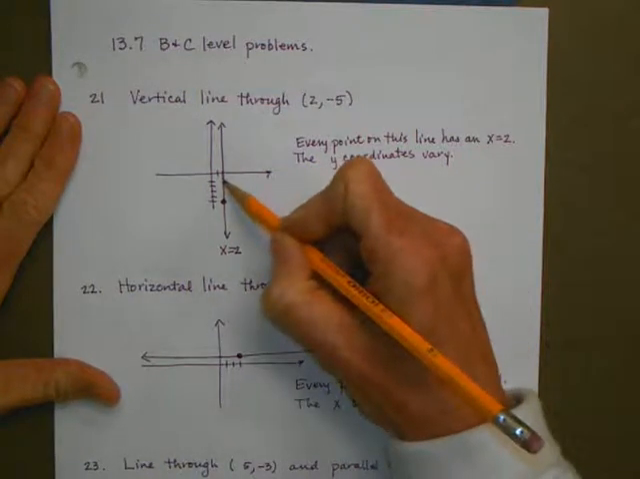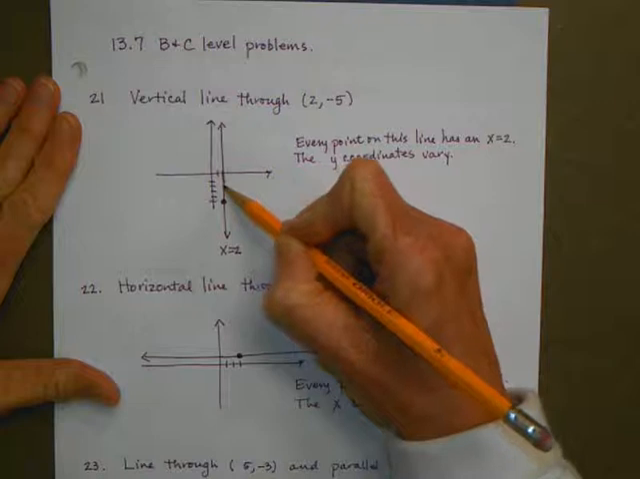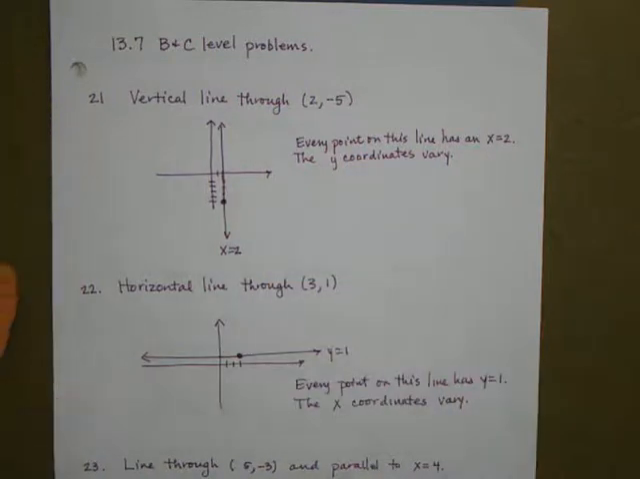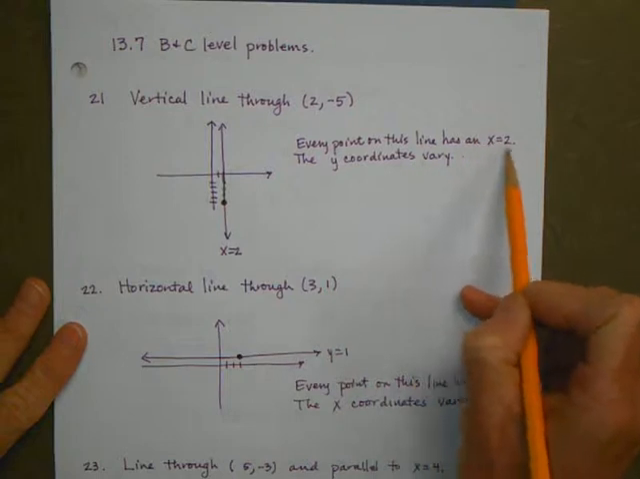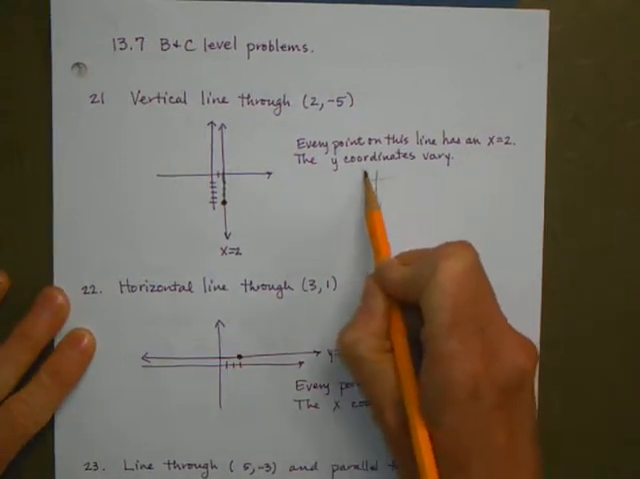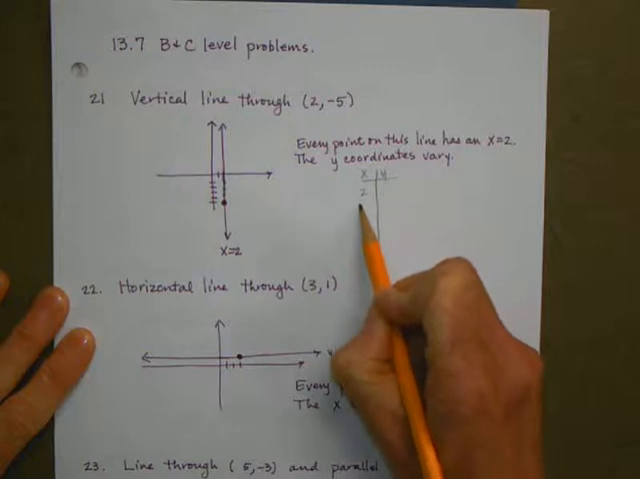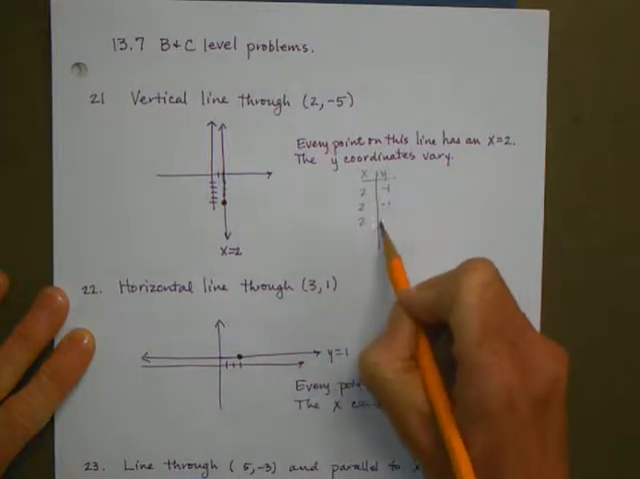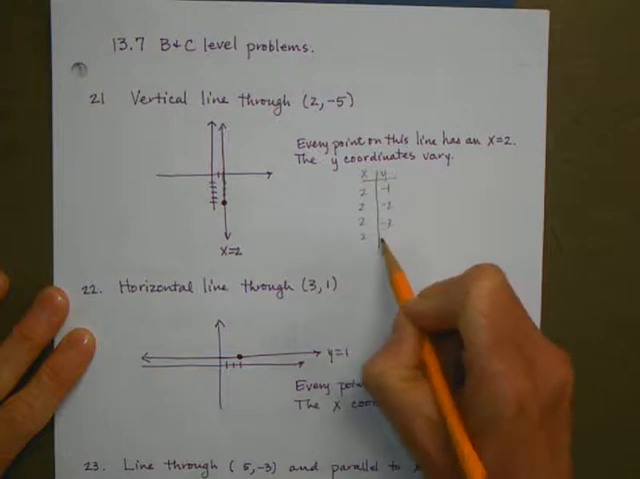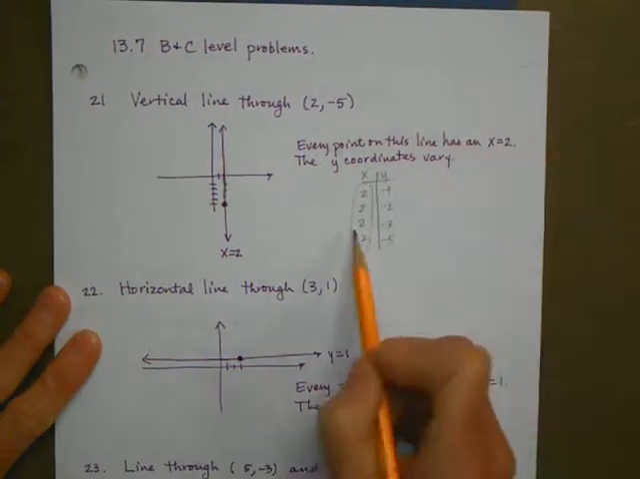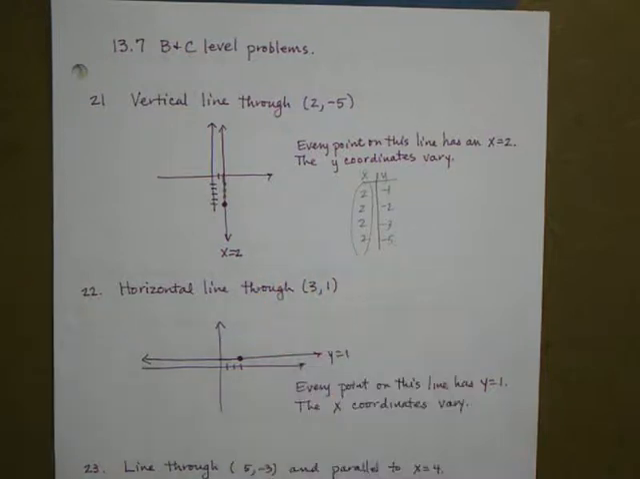This point here would be 2, negative 1, 2, negative 2, 2, negative 3, etc. Okay, so what you can see is that every point has an x-coordinate of 2, and the y's are what vary. Negative 1, negative 2, negative 3, the point 2, negative 5. So when we have this situation, what we do is we say that this is the line x equals 2.